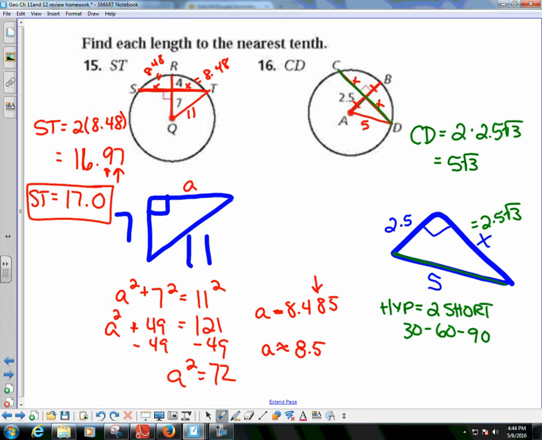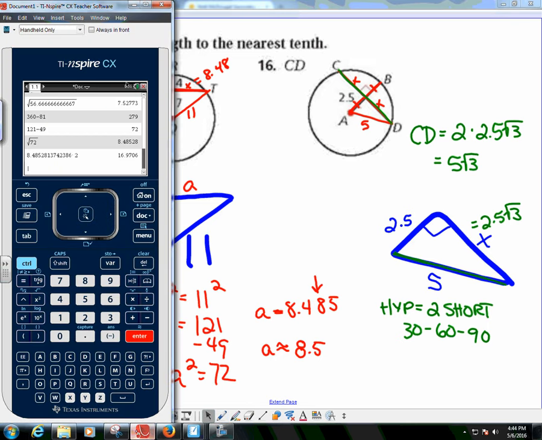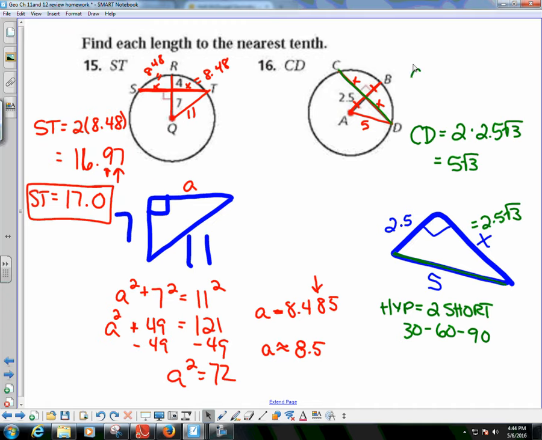My directions say to do this to the nearest tenth. I'm going to go to the calculator and say 5 times the square root of 3. So I get 8.66. So CD equals 8.66, which is approximately 8.7.